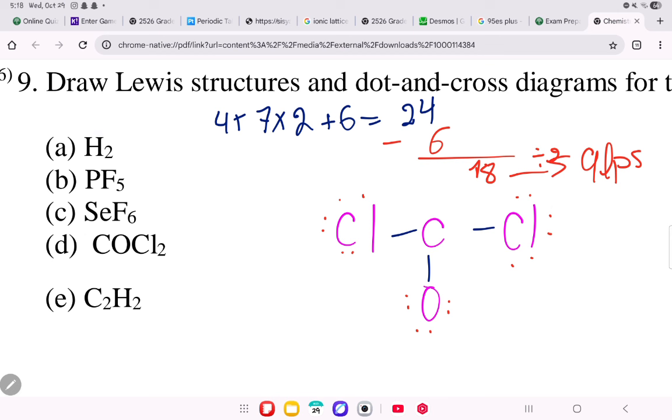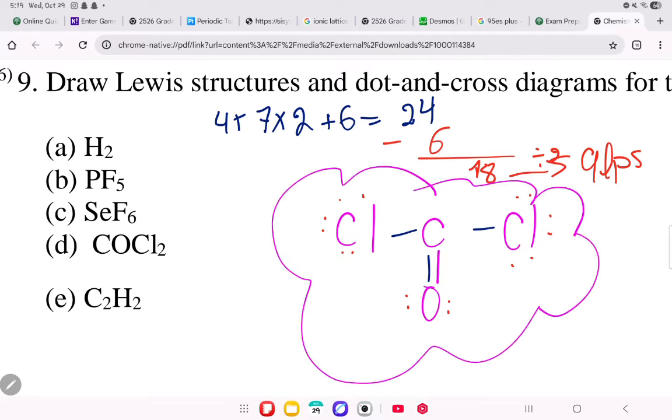Now we check. This fulfills the octet, this fulfills the octet, this fulfills the octet, this does not fill the octet. And it cannot be electron deficient because it's not boron, beryllium, or aluminum. So we will need to complete the octet. Which of the bonds, chlorine or oxygen, is more likely to form a double bond? For sure, it's oxygen. So we will erase this lone pair and transform it into a double bond. So this is what our structure will look like. This is COCl2 in the Lewis structure.